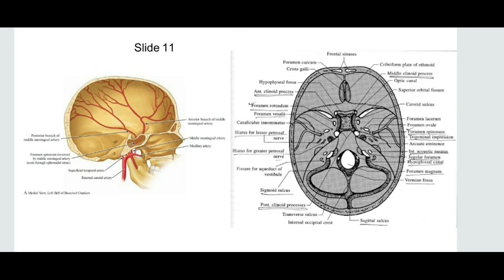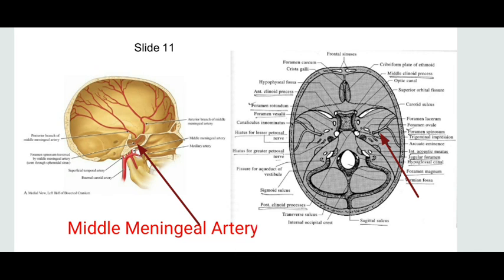The cerebral surface of squamous temporal bone is concave and it shows impressions for the temporal lobe and grooves for the branches of middle meningeal vessel. The middle meningeal artery enters the middle cranial fossa through the foramen spinosum.